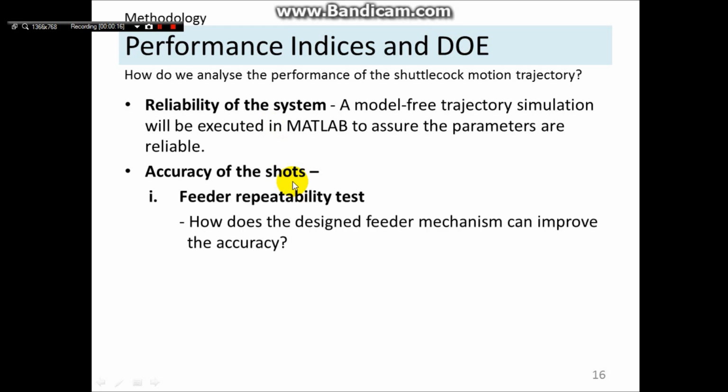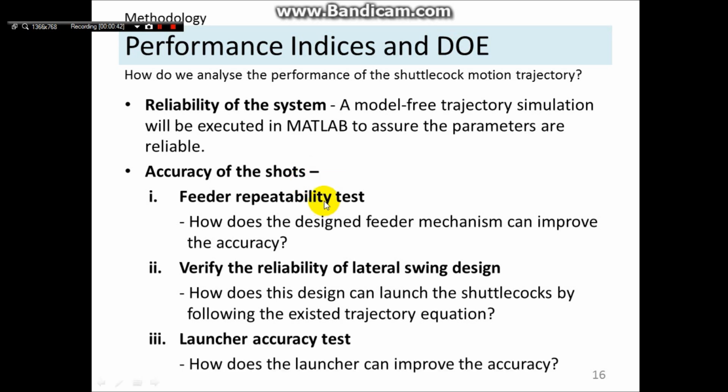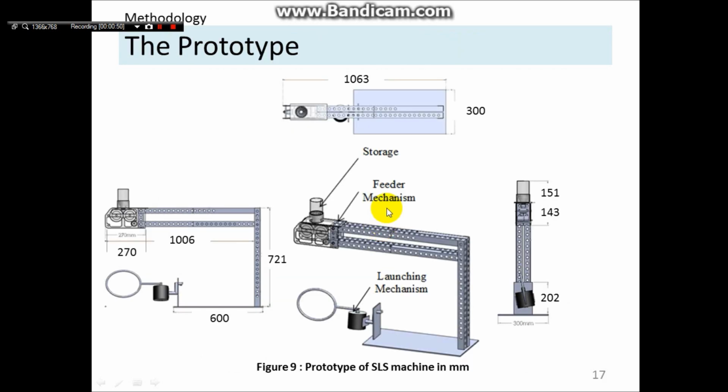There are three experiments done in this project. First is the feeder repeatability test, on the research question of how the designed feeder mechanism can improve the accuracy. Second is to verify the reliability of the lateral swing design, on the research question of how this design can launch the shuttlecock by following the assist trajectory equation. And third is the launcher accuracy test, on whether the launcher can improve the accuracy.